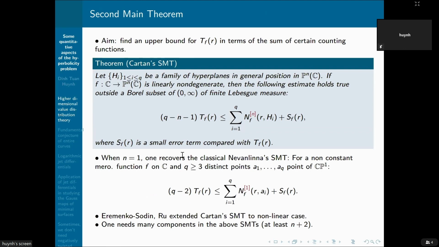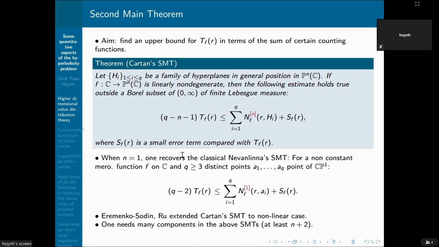And in the other direction, in the so-called second main theorem, we aim to find an upper bound for the counting function in terms of a sum of certain counting functions. Such questions were established in several situations, but in general it is very open.